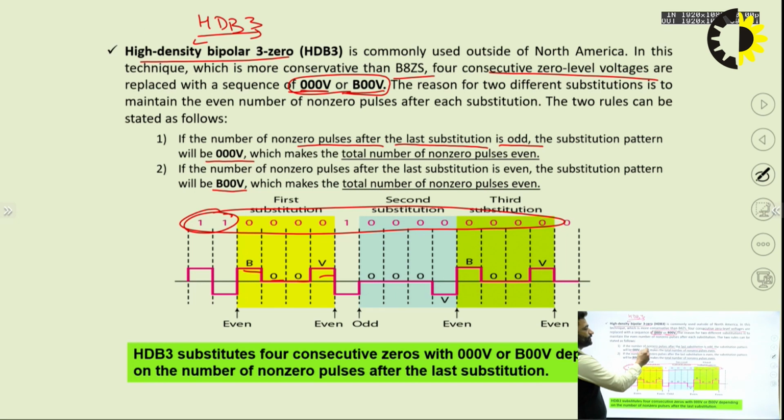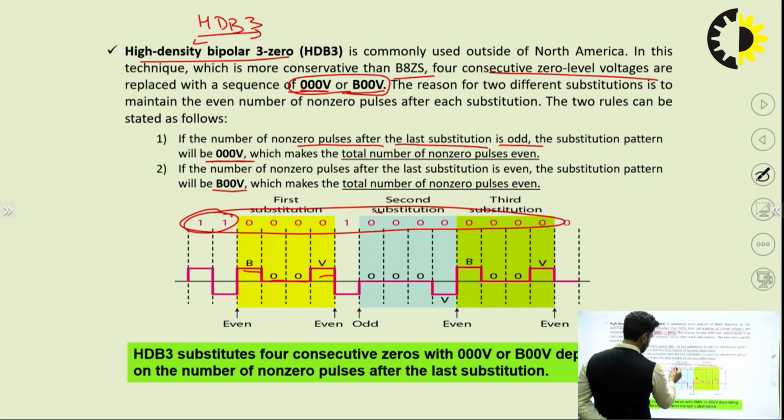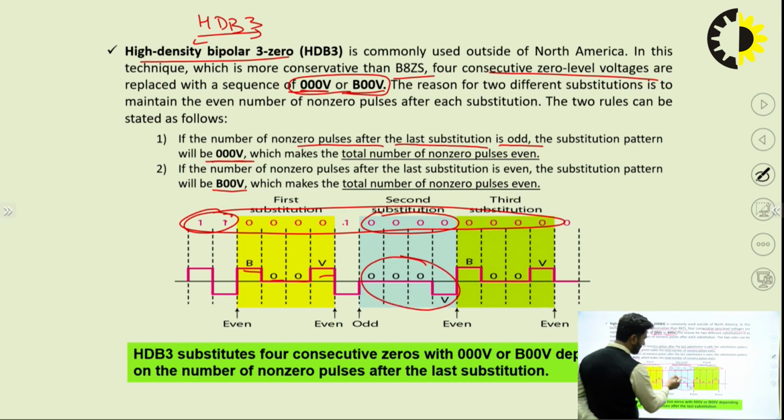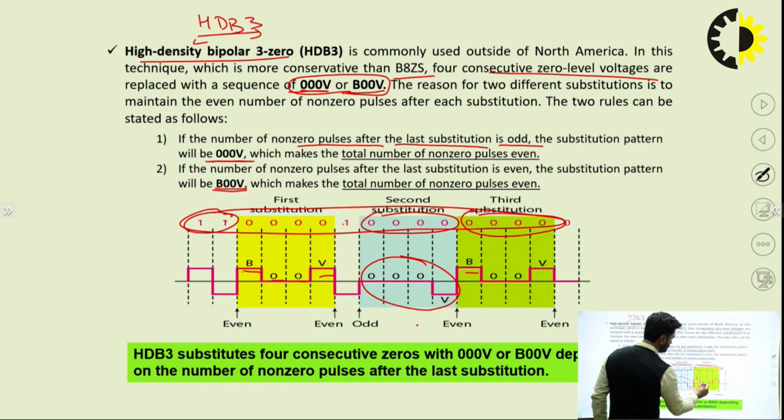If the previous number of non-zero pulses is odd, then the substitution pattern will be 000V. Here you can count 1, 2, 3, which is odd, so that will be replaced by 000V. Now at this point again 4 zeros will come, and you have to count all the previous non-zero pulses. Now we have to include the B and V pulses also, that is 1, 2, 3, 4, 5, 6. Now the value is 6, which is even, so it will be replaced by B00V.